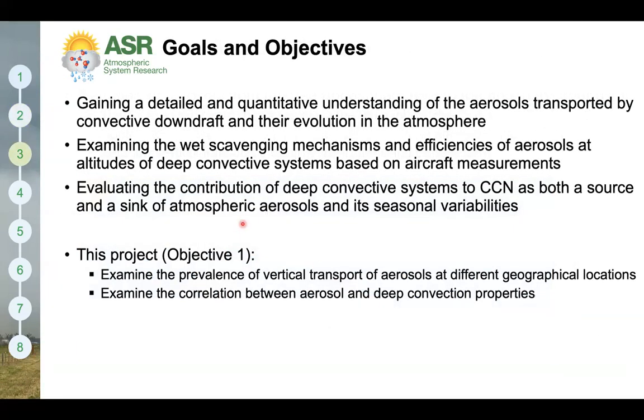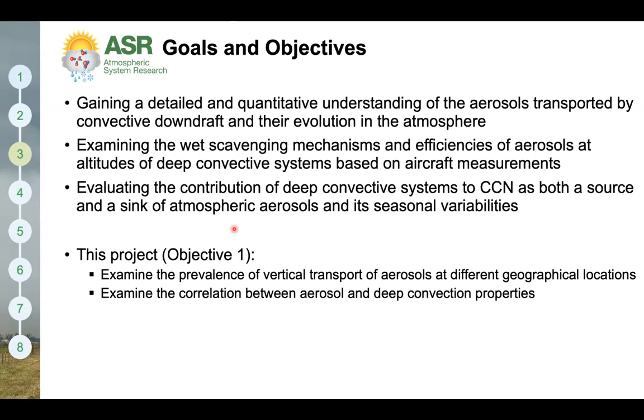Therefore, the goals of this ASR project include, first, to gain a detailed and quantitative understanding of the aerosols transported by convective downdraft and their evolution in the atmosphere. Second, to examine the wet scavenging mechanisms and efficiencies of aerosols at different altitudes of the deep convection system based on aircraft measurements. And third, to evaluate the contribution of deep convection systems to CCN as both a source and a sink of atmospheric aerosols, and also its seasonal variabilities.